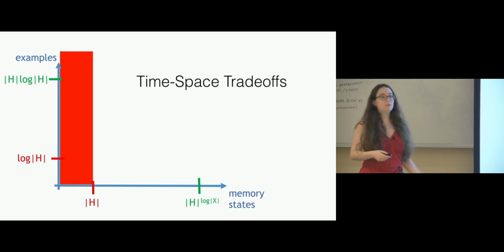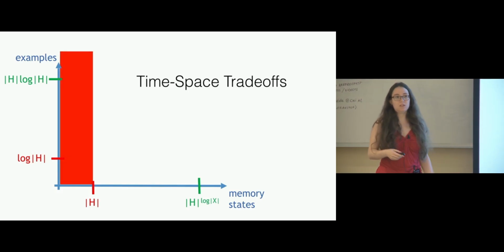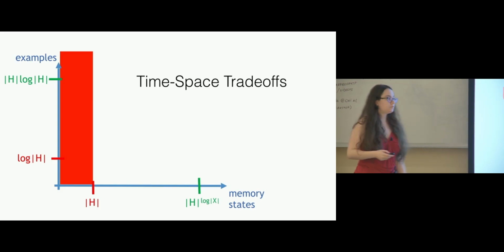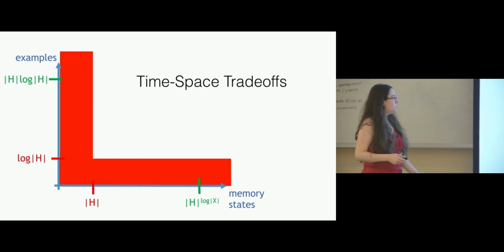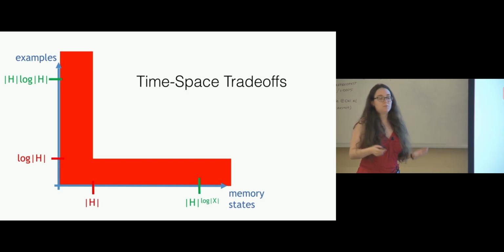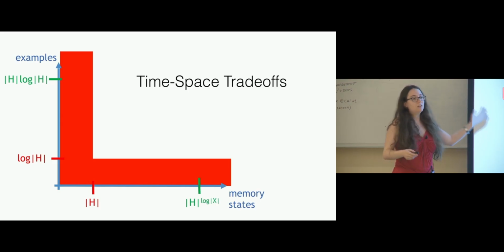First, if we have less than |H| memory states, or less than log |H| bits, then we cannot represent all the hypotheses in memory. So if all the hypotheses are far apart, we just can't learn this class. So we must have at least |H| memory states. We also must use at least log |H| examples, because if we have a hypothesis class with the maximal VC dimension log |H|, then we must use at least log |H| examples.